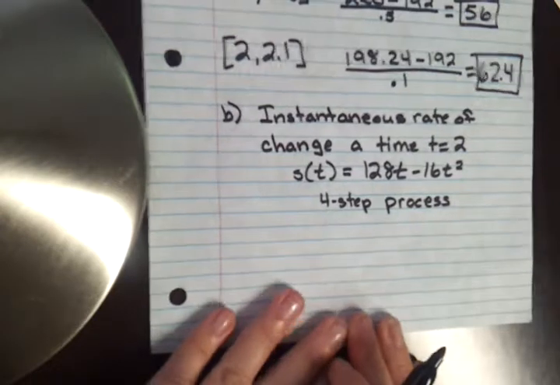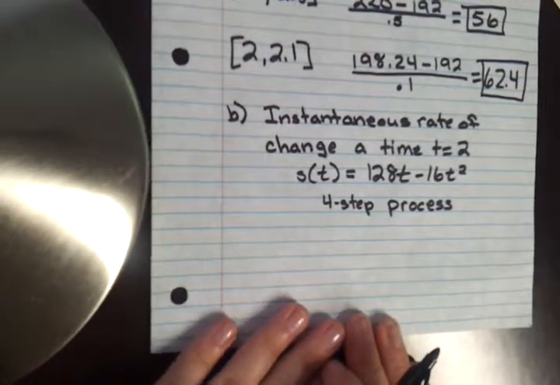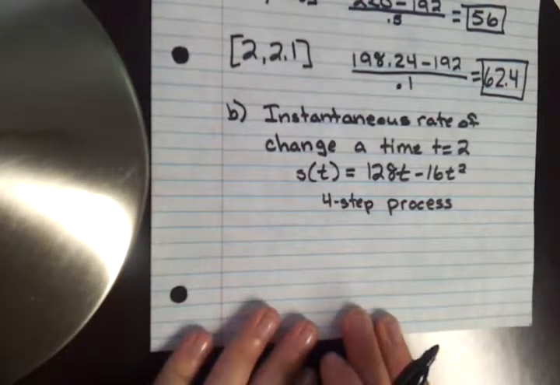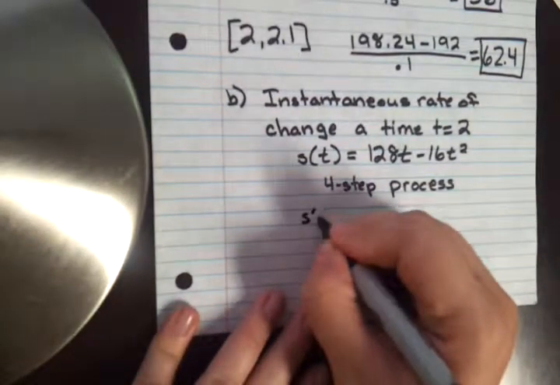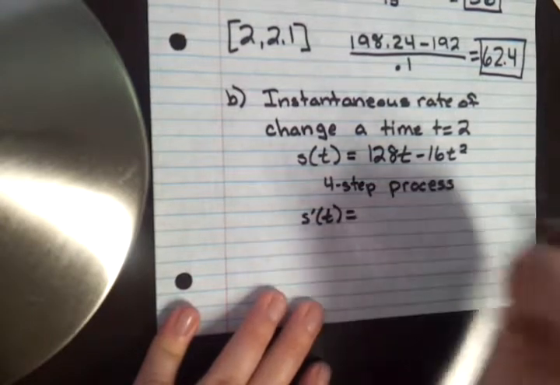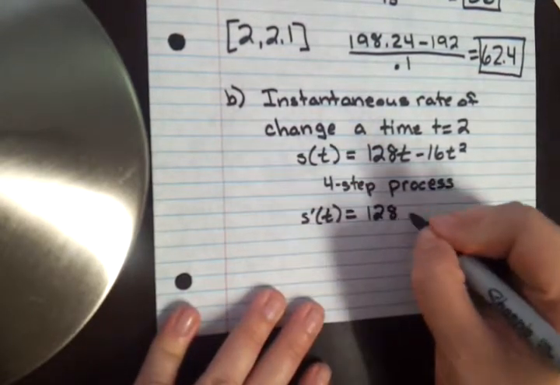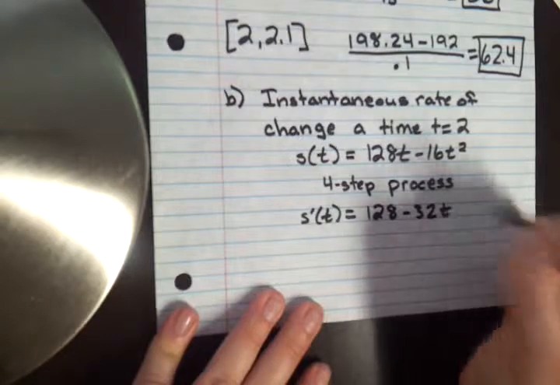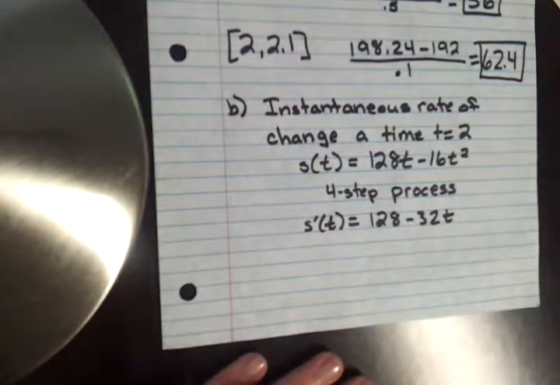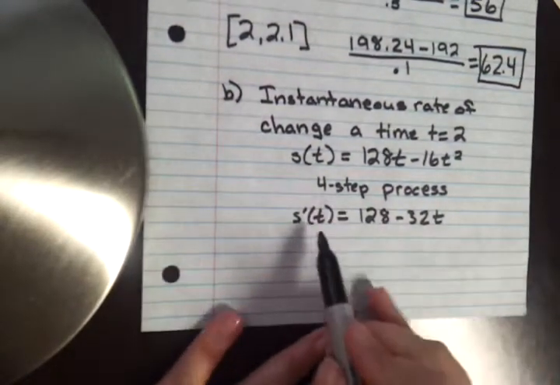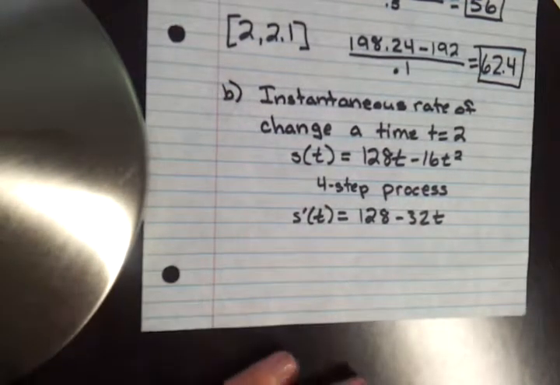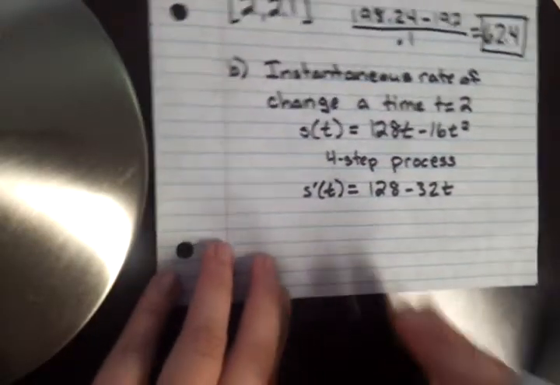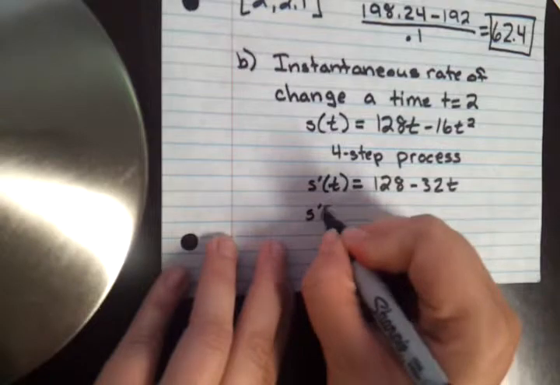That's outlined in the file for homework question number 2 on the homework website. I'm not going to go through the entire 4-step process here, but if you do it, you should come up with s prime of t equals 128 minus 32t. That should be the answer that you come up with for finding the derivative of our original function here. And so they want us to tell them what the instantaneous velocity is at time t equals 2. So we're just going to do s prime of 2.